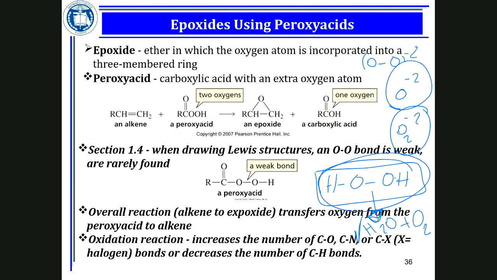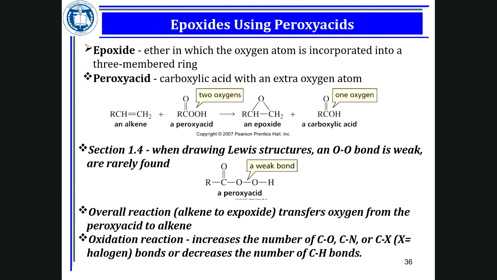So carboxylic acid, the functional group for carboxylic acid is COOH. When you say peroxy acid, it is COOOH. I call this A and B. Stable. A or B?